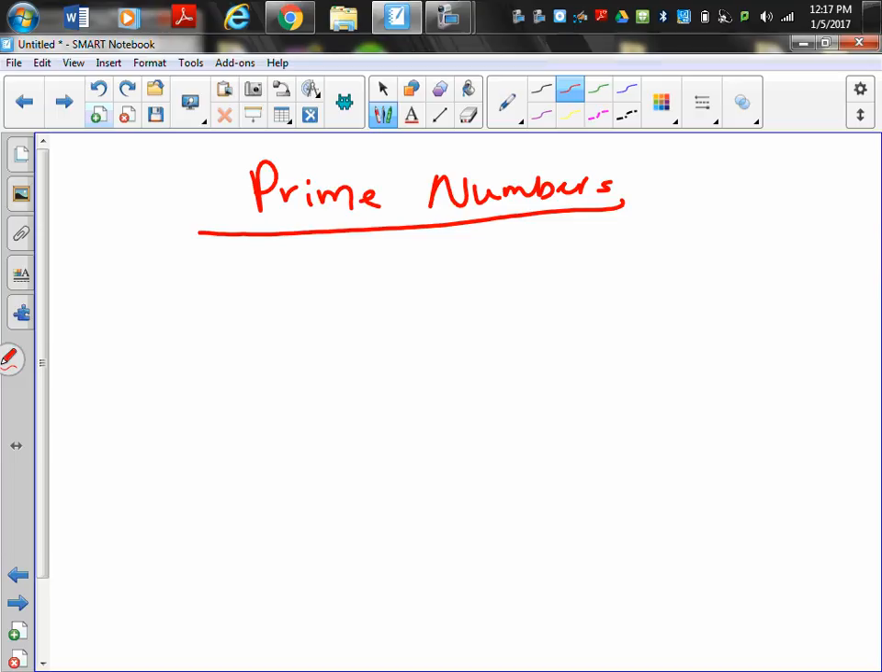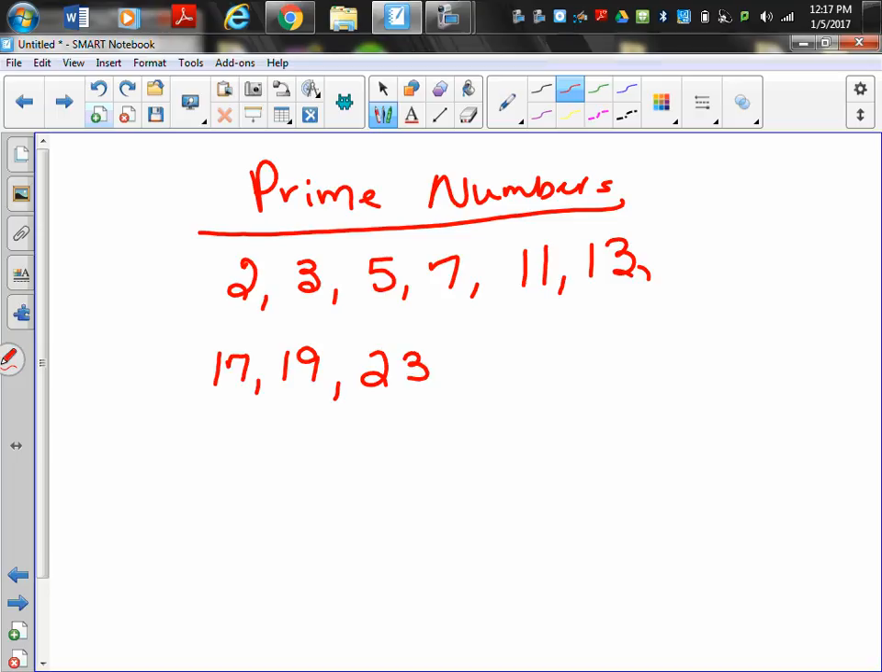Prime numbers have only two factors, one and themselves. So the first prime number is 2, then comes 3, then 5, 7, 11, 13, 17, 19, 23, 9 times 3 is 27, so 29 would be the next one, 31.